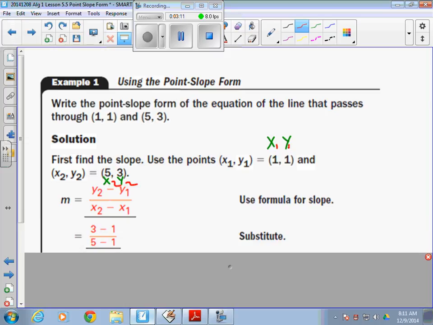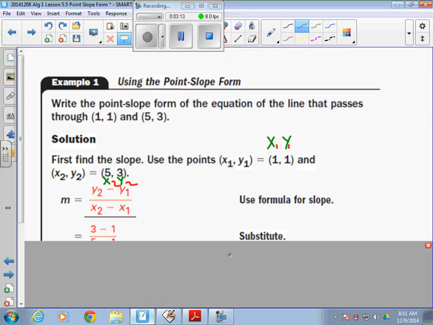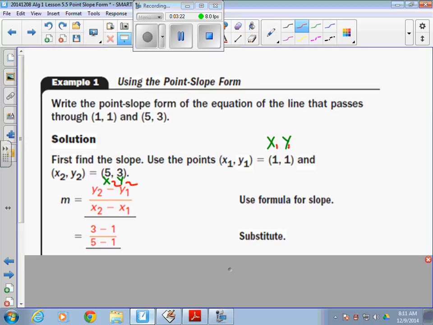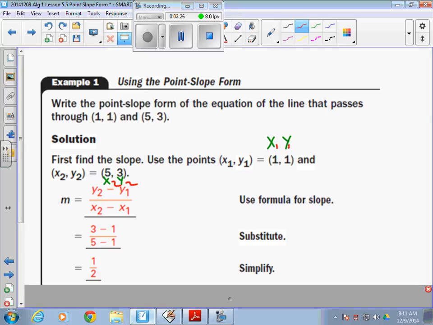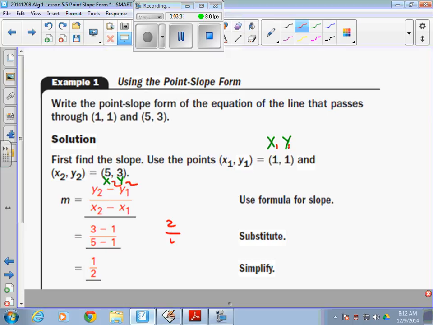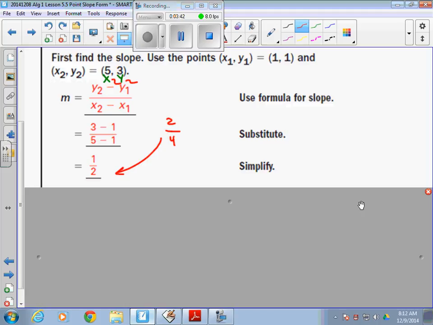Y sub 2, according to the slope formula, is 3, minus y sub 1, which is 1, over x sub 2, which is 5, minus x sub 1, which is 1. So 3 minus 1 is 2, and 5 minus 1 is going to give you 4. We know that this simplifies. 2 over 4 will simplify to 1 over 2. So none of that's new. All that stuff we've been doing. Find the slope.